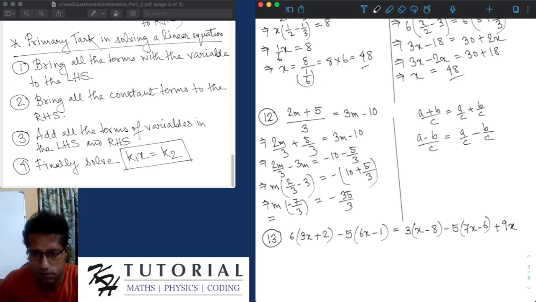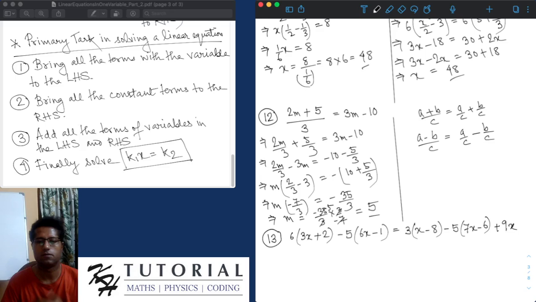Now this implies, what is m? m will be, as said, minus 35 by 3 divided by minus 7 by 3, which is nothing but multiplied by 3 by minus 7. Now if we simplify, minus 35 by 3 multiplied by 3 by minus 7, minus cancels out, 3 cancels out, 7 divides 35 by 5. So the answer is 5. m is 5. The solution is 5. Okay. The same thing.